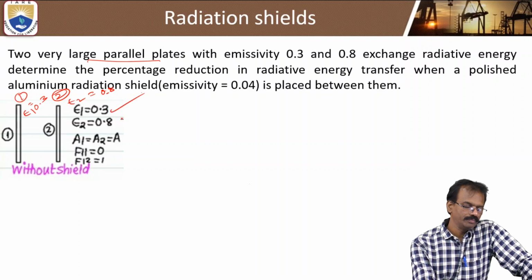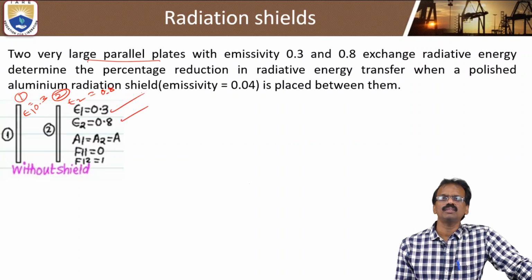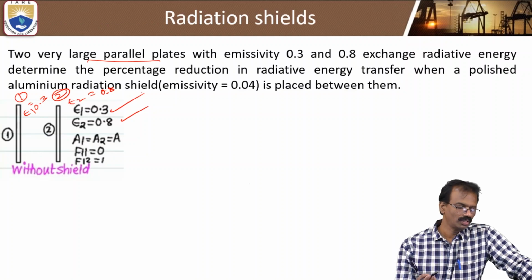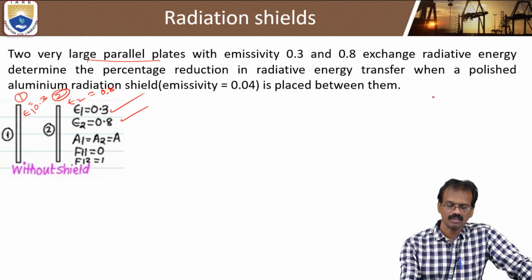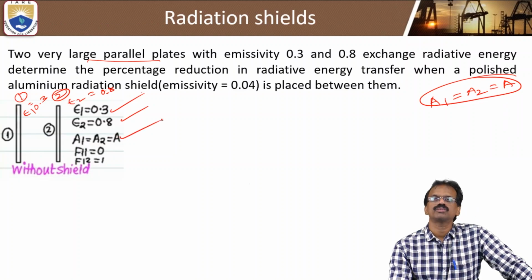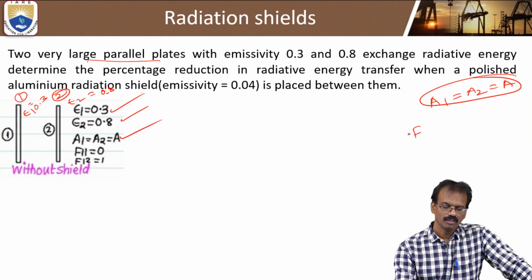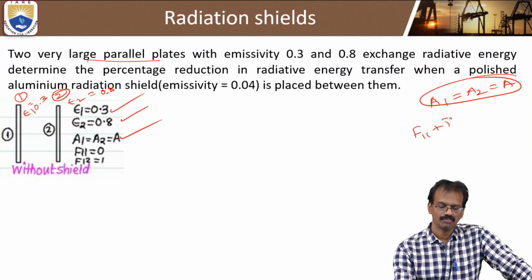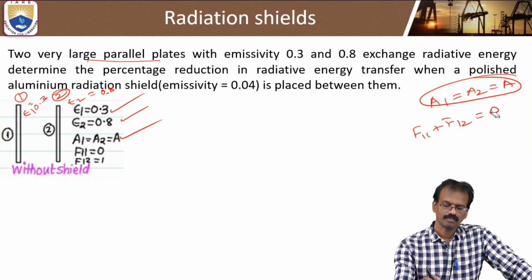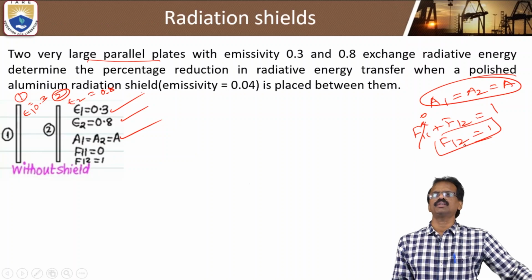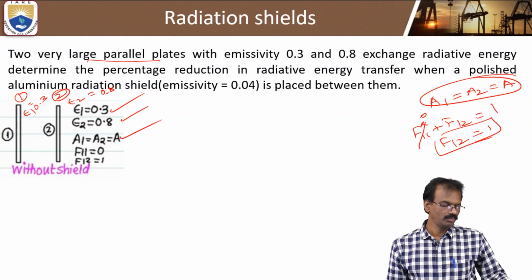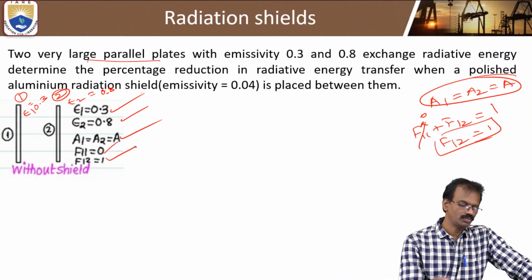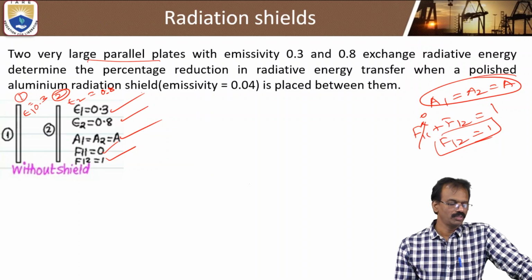These are already given. According to the problem, two very large parallel plates means we can consider them infinite, so the areas are the same: A1 is equal to A2 is equal to area. Then we know the formula for two surfaces: F11 plus F12 is equal to 1. F11 is equal to 0, so F12 is equal to 1. You know the shape factor formulas for two parallel plates.